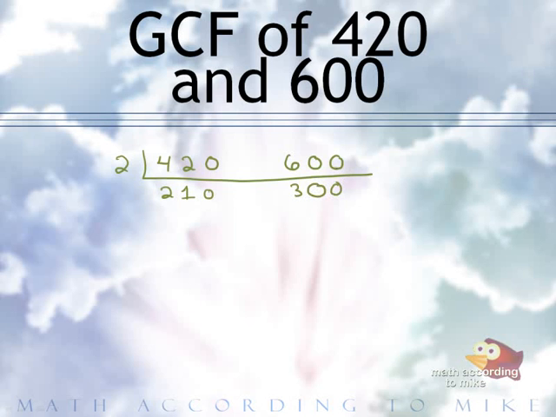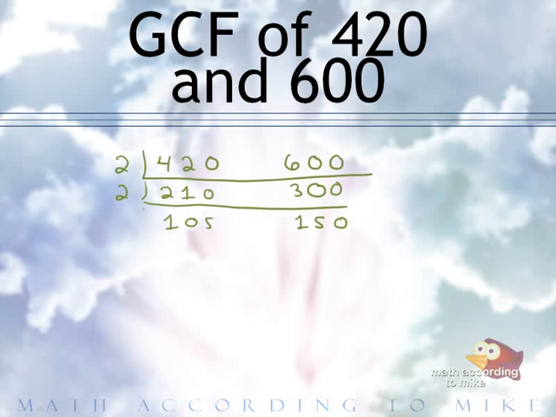How do I know what primes to pick? Well, you want to watch the divisibility test video because I talk about how to look at a number and know what primes will work. So there is 2, and notice they're still even, so we can use 2 again. So dividing by 2 one more time, I get 105 and 150. Well, notice they're not even anymore. 105 is not even, so we can't use 2 anymore.